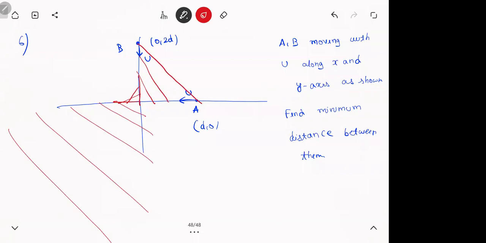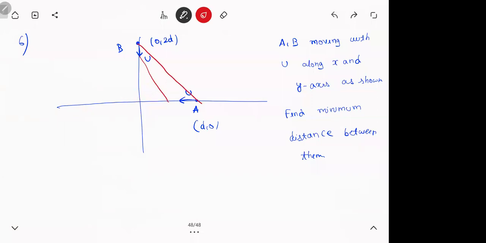You're getting it? If you draw a line between A and B, first it will decrease, then again increase. Meaning somewhere in the middle, you are getting a minimum. So what is the closest distance of approach? A and B will be closest at one point. What is the closest distance? You can say distance of closest approach. That's a more technical word.